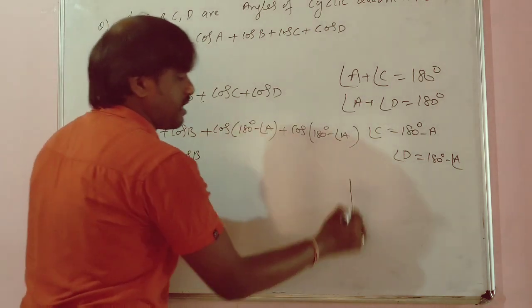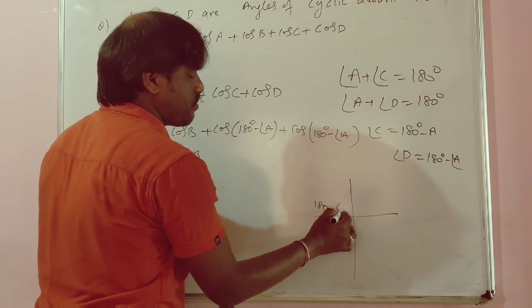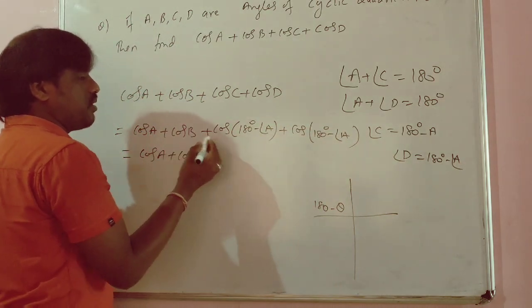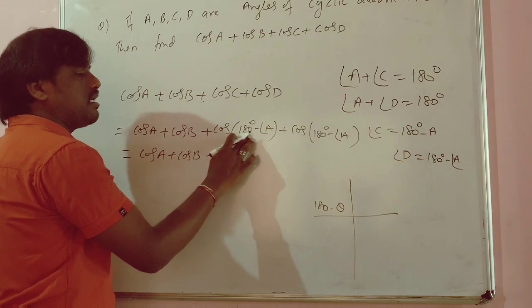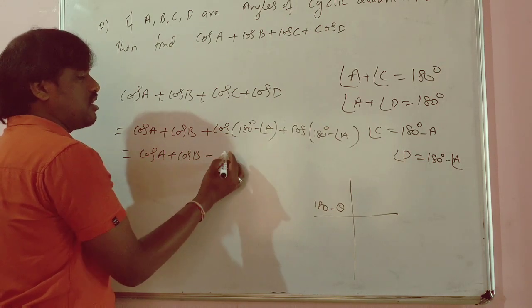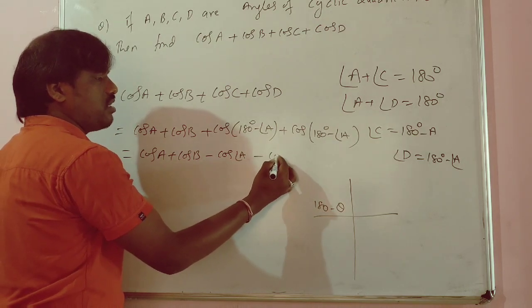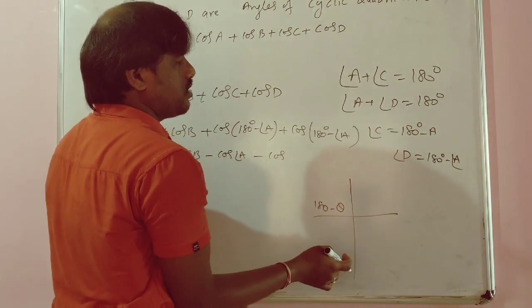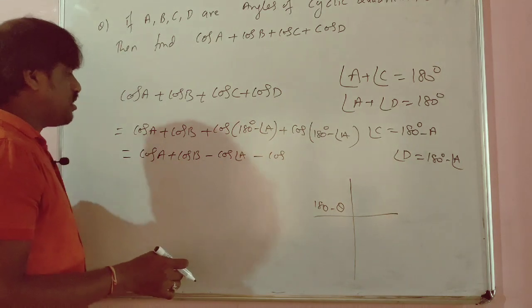Now you know 180 minus theta is in the second quadrant, and in the second quadrant cos is negative, so I am going to get minus. And 180 is an even multiple of 90, so cos stays. So cos A I am going to get, and here I am going to get minus cos, and this D I have changed, right?